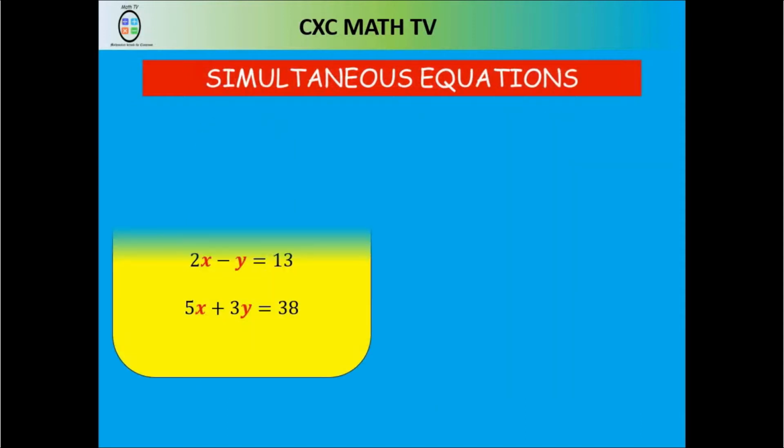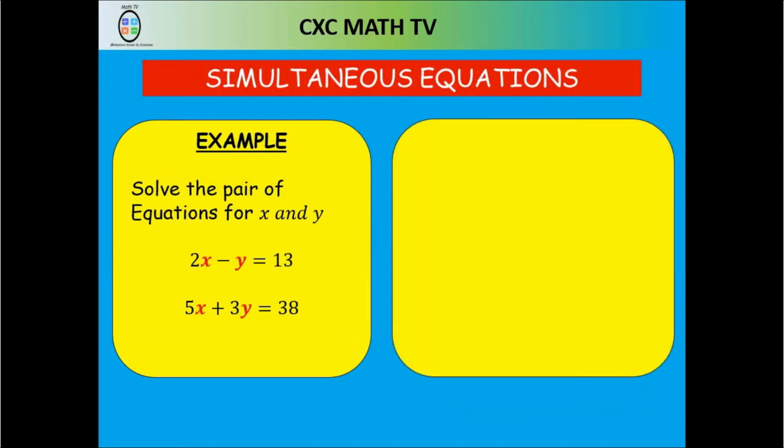So for example, look at this question here. Solve the pair of simultaneous equations for x and y. 2x minus y equals 13 and 5x plus 3y equals 38. Observe this. What if you were to substitute x as 7 and y as 1? 2 times 7 is 14. 14 minus 1 is 13, so equation 1 is satisfied.